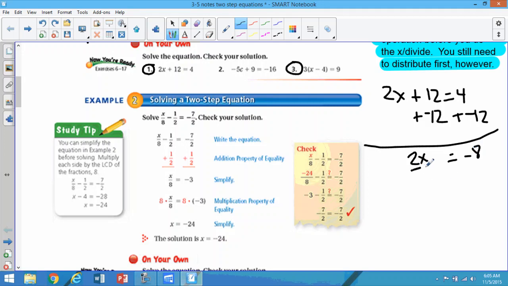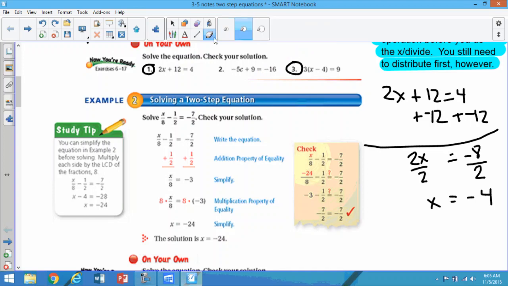Then what you have to do is divide both sides. You're going to divide both sides by 2. And you're left with x equaling a negative 4. Again, to check that, you would plunk that back in for that x. Okay, so negative 4 times 2 is negative 8, and negative 8 plus 12 is 4. Okay, so that's the first one.